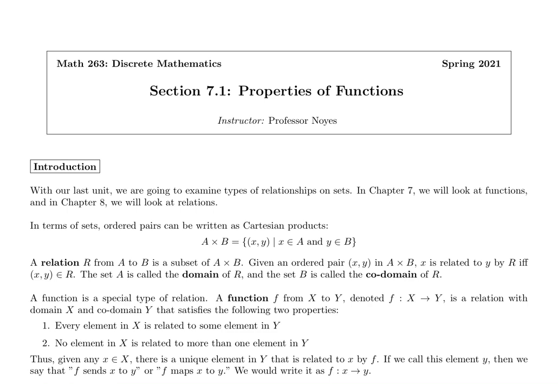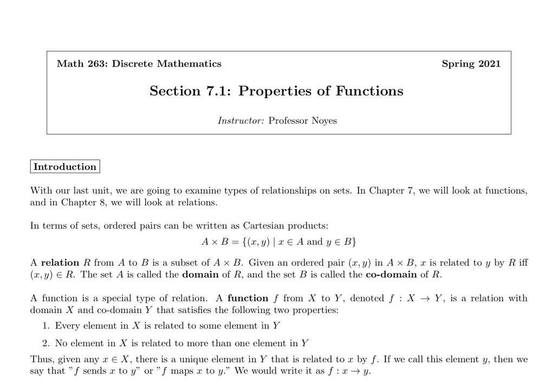We're going to start chapter 7 next. In chapter 7, we're going to be talking about functions. We're going to examine different types of relationships on sets. In chapter 7, we're going to be looking at functions, and in chapter 8, we're going to be looking at relations.